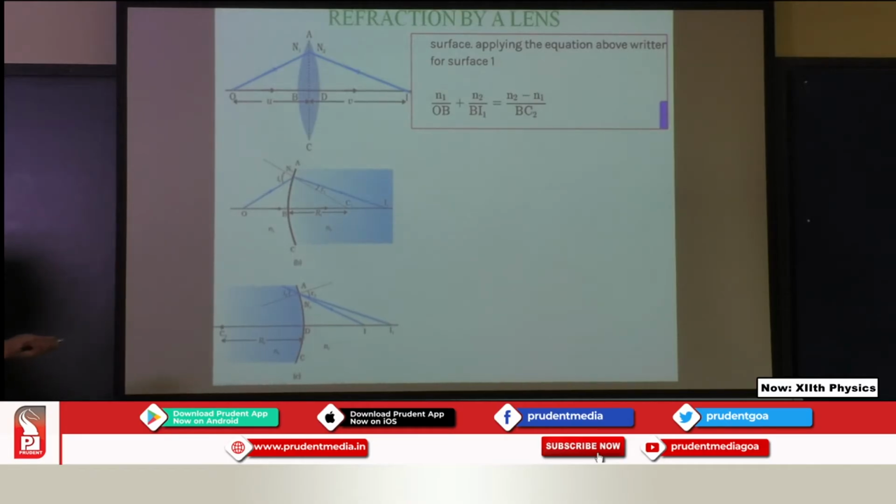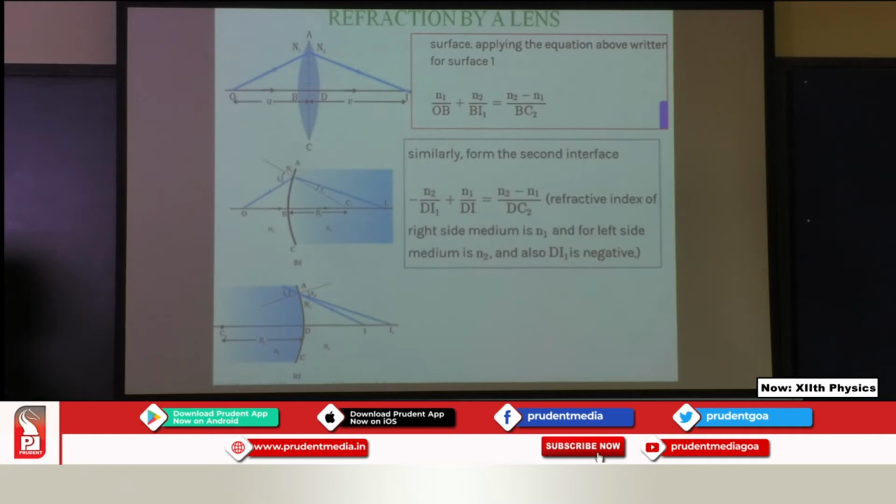Same way applying to the second surface, that is ADC, we get N2 upon DI1, because that is your object, N1 upon DI, because that is your image, N2 minus N1 upon DC2, because that is your radius of curvature. So, over here the refractive index on the right hand side is N1 and also DI1 becomes negative. Now, we have got the two equations.